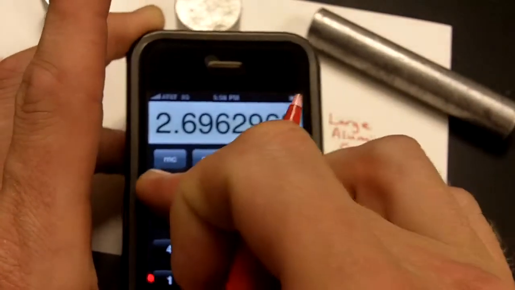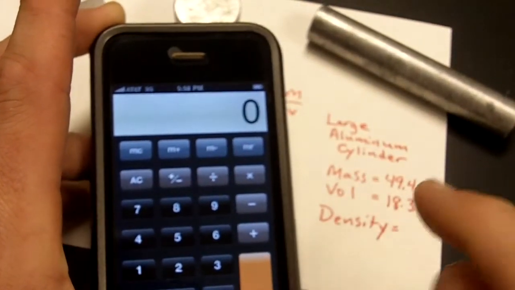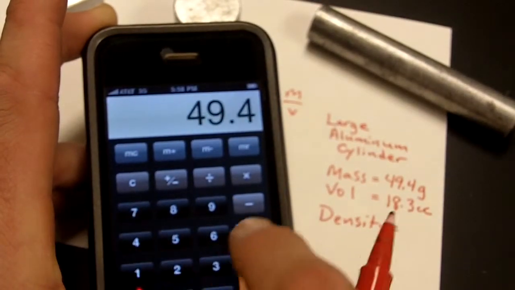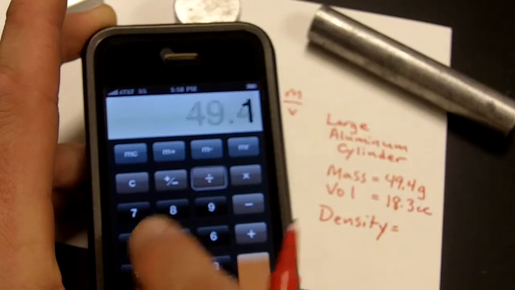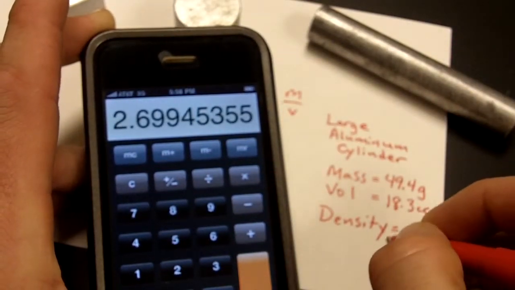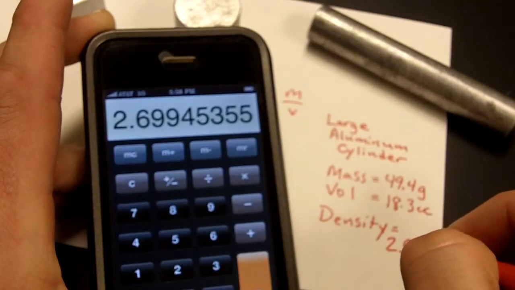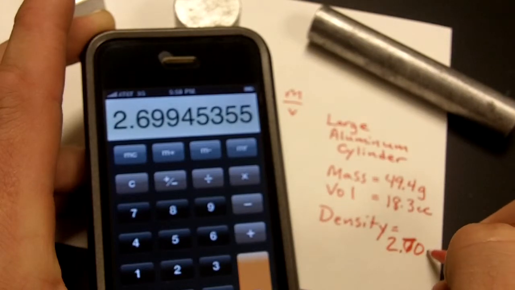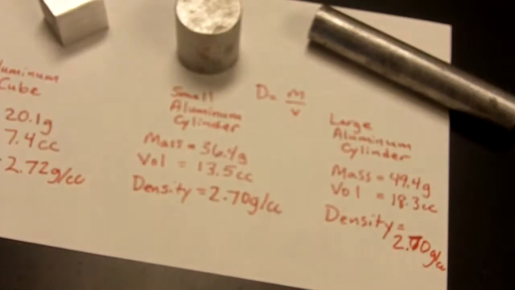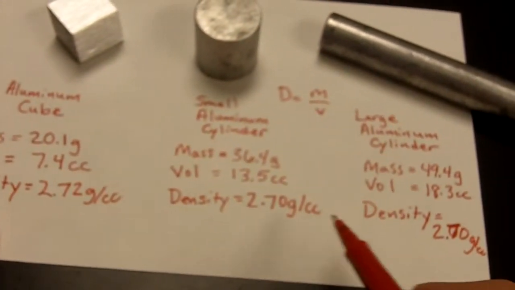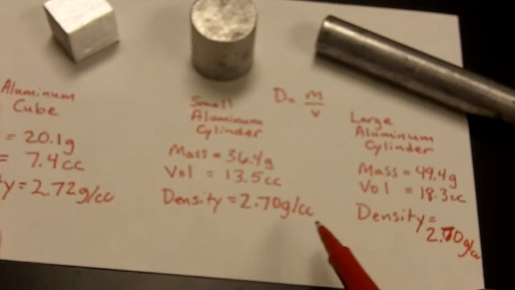And for the final density of our largest cylinder, we've got a mass of 49.4 divided by 18.3, and we get, wow, look at that, 2.699. So I'm just going to go up to 2.70 grams per cc. Well, let's look at these. The first one's 2.72. This is 2.70, and this is 2.70 grams per cc.